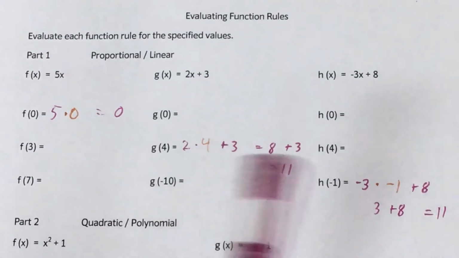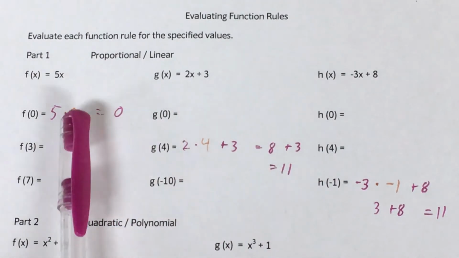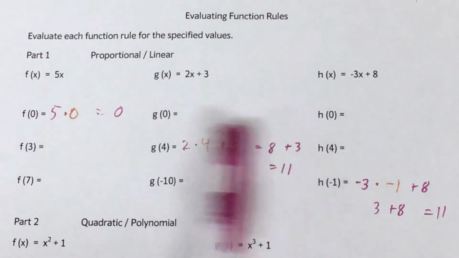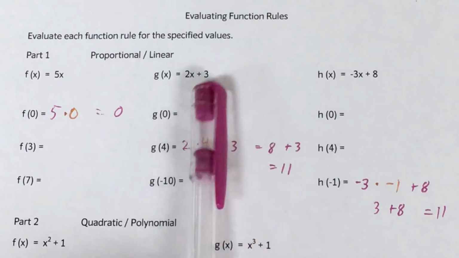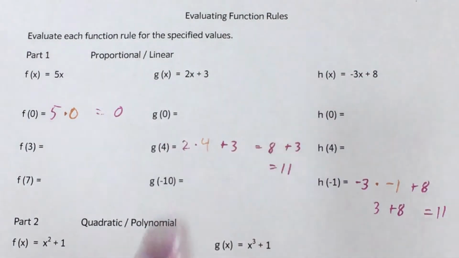So that's 3 examples of linear and proportional functions. Remember, the idea is just take the number it gives you to plug in and plug it in for x. Everything else stays the same. The 5 stayed the same in this one. The 2 times and the plus 3 stayed the same here. And the negative 3 times and the plus 8 stayed the same for this one.